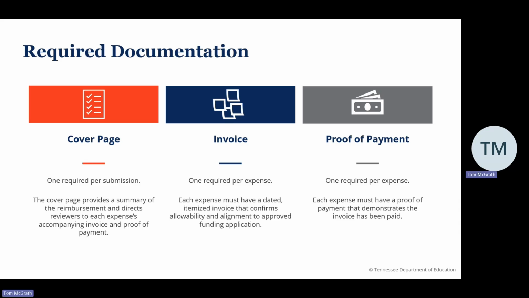So for invoice, each expense must have a dated itemized invoice that confirms allowability and alignment to your approved funding application. For proof of payment, each expense must have a proof of payment that demonstrates that the invoice has been paid. Common examples of proofs of payment are bank statements, credit card statements, and detailed internal payment records. The best practice here is to clearly highlight or note the relevant sections of these documents so that a reviewer can easily navigate and understand your submission.